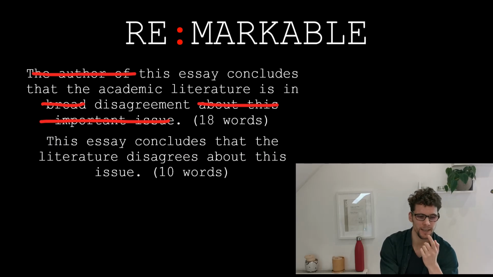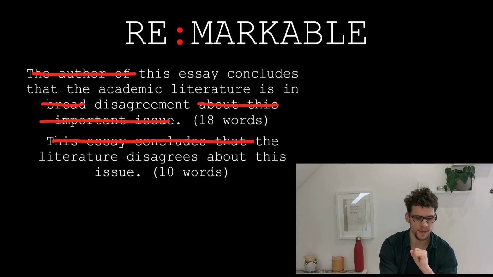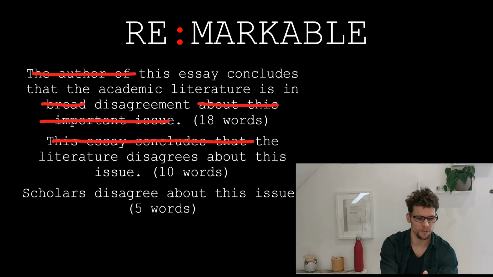So let's take that and rewrite it. We get 10 words and we get this: the essay concludes that the literature disagrees about this important issue. It's better, it's more concise, but can we make it even punchier? I would say that we can. What we need to do is get rid of "this essay concludes that", because again, we know it's the essay concluding it. It's in the essay at the conclusion. That is redundant information. Let's tidy this most basic idea up. We get: scholars disagree about this issue. That's only 5 words, and it still contains the point we make.